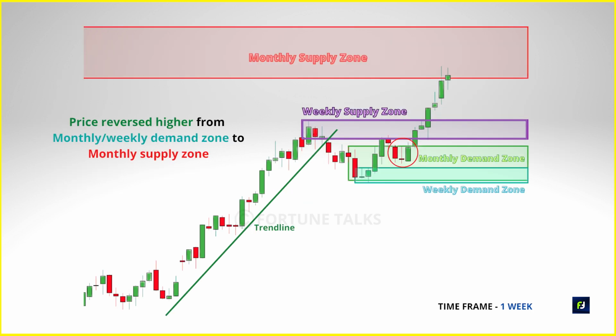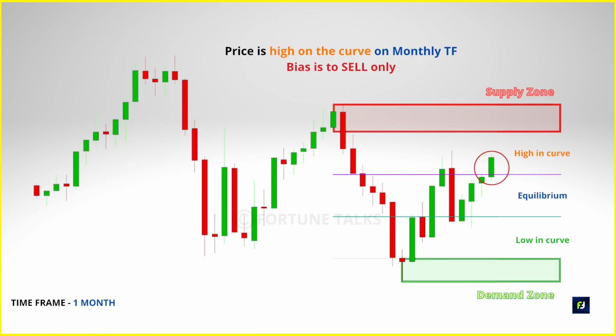And as we can clearly see, the prices went back down to the weekly or monthly demand zone and then rallied to the monthly supply zone, which actually provided a low risk, high reward trade. So as long as we trade with the long term trend, we are safe. Now let's take a look at another example.